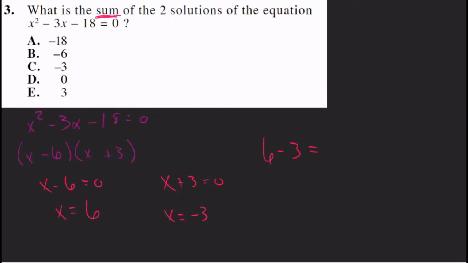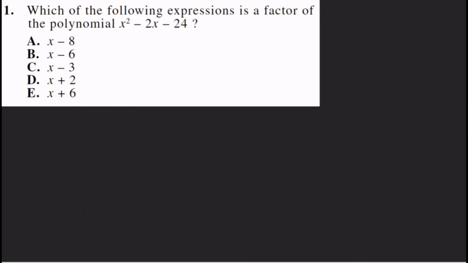6 minus 3 is positive 3. And so the sum is positive 3, and the answer will be E. Okay, so we'll roll right along. Keep going. So again, if you're one of my Scott High students, we're now moving into exercise 2 from yesterday.